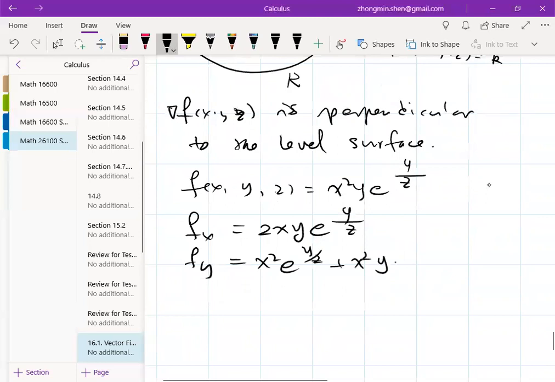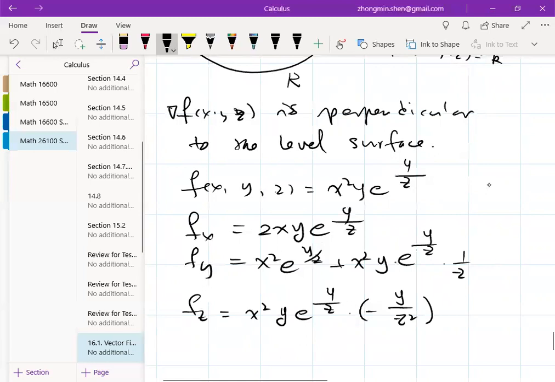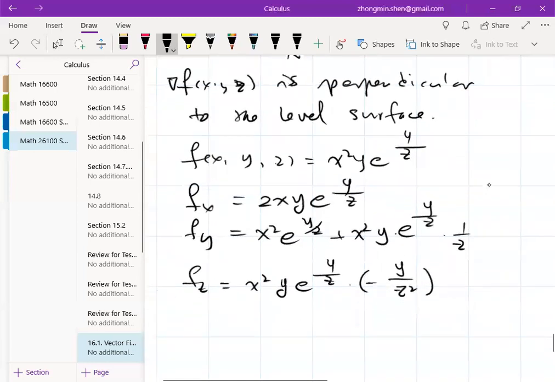Then the derivative of e to the x y z with respect to z is going to be 1 over z, okay? e to the y over z. Then f_z is going to be x squared y e to the y over z. When you differentiate this y over z, you get negative y over z squared. So that's it. So the gradient is a very complicated function.